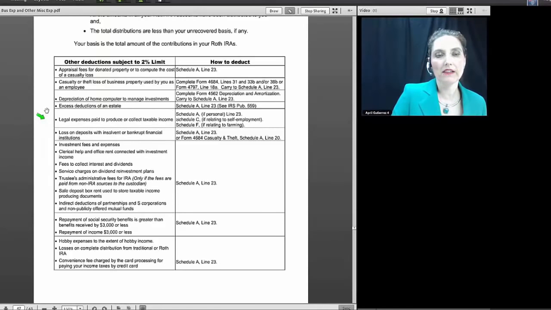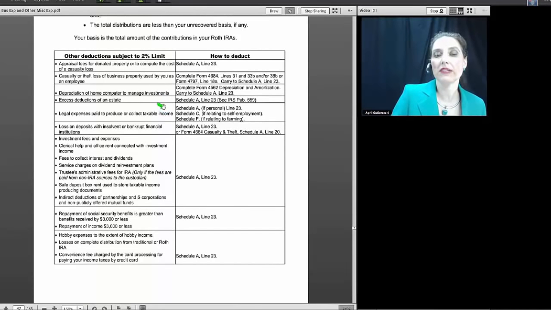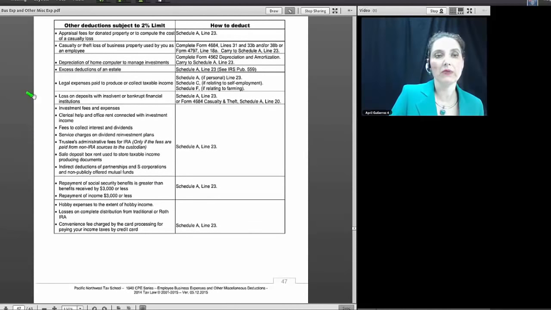Depending on where that legal expense is, you might deduct it on Schedule A. So if you were collecting alimony and paying an attorney to collect alimony from your ex-spouse, that would be an example of income that would be reported on the alimony line of your tax return, and then you would deduct expenses for the attorney on Schedule A. But if you pay legal expense, say an attorney related to your self-employment, your business, then that legal fee would go on Schedule C, and if it was related to your farming activity, it would go on Schedule F. Losses on deposits with insolvent or bankrupt financial institutions, those go on Schedule A, line 23, or Form 4684 as a casualty or theft loss.